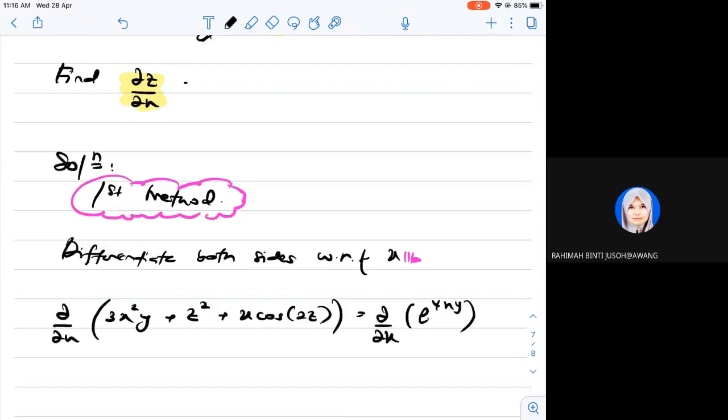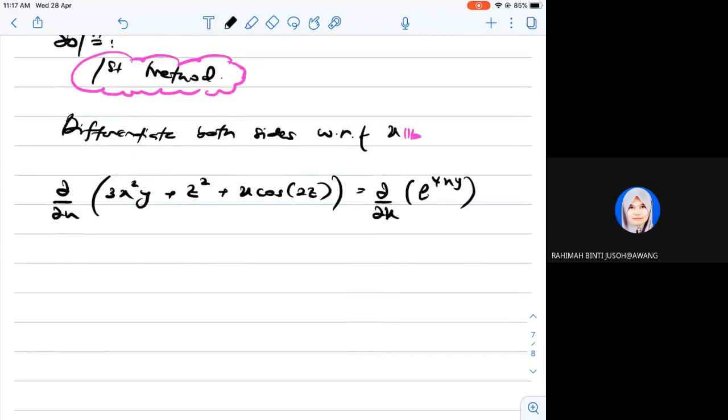Keep in mind that both z and x are variables. If the question asks to find del z del y, it means both z and y are variables. But in our case it is del z del x, so both z and x are variables. So what is constant now? Y. Yes, only y is constant. Okay, good, very good. So let's continue.